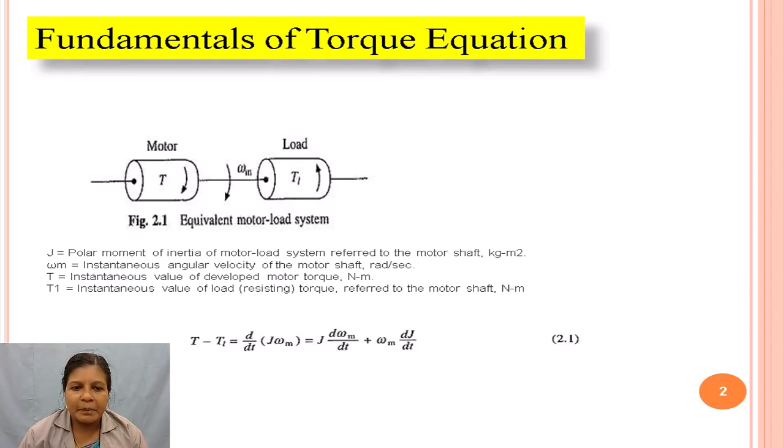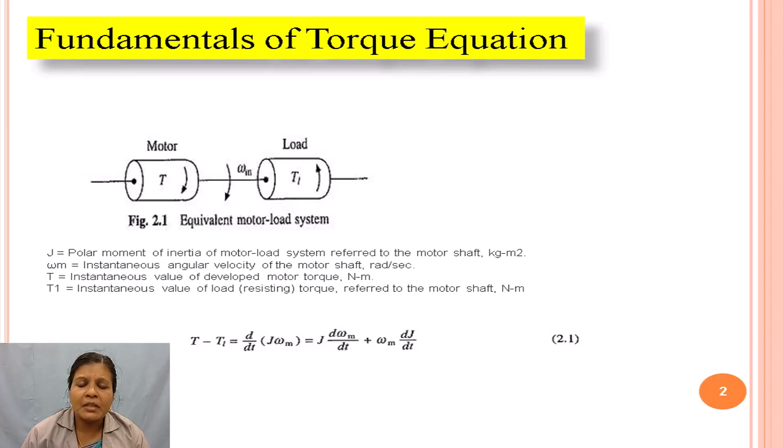The motor developed torque is given by the notation T, and the unit is Newton meter. TL is the instantaneous value of the load torque, which is referred to the motor shaft, and the unit is Newton meter. J is the polar moment of inertia of the motor load system. Depending on the values of T and TL, the motor acceleration or deceleration is decided. When the motor torque is greater than the load torque, the motor is accelerating. So the motor should develop a torque more than the load torque.